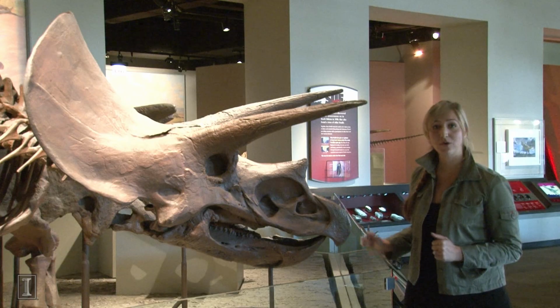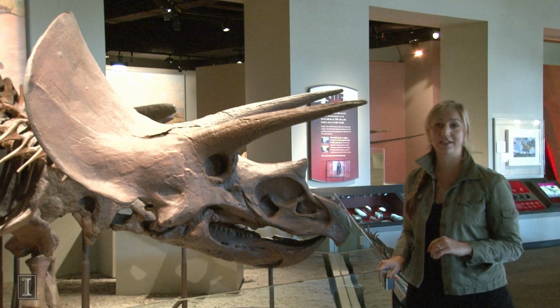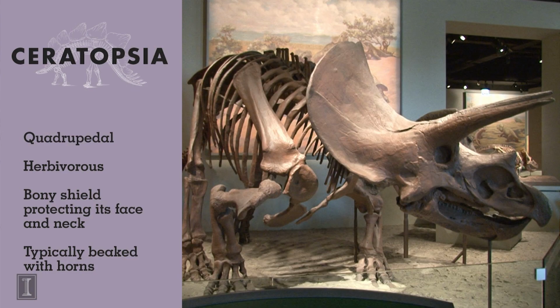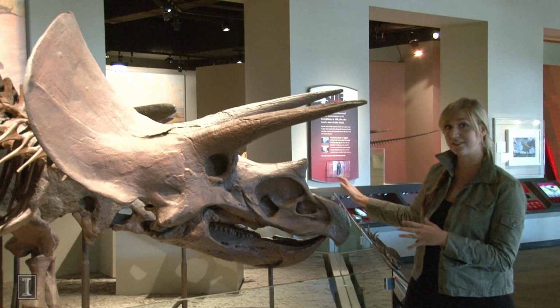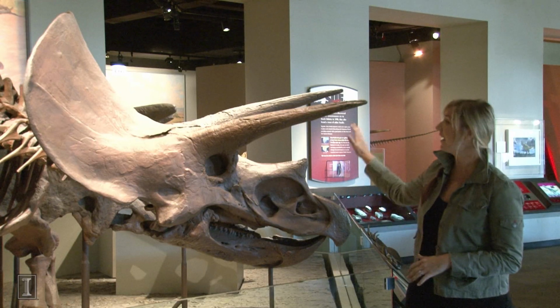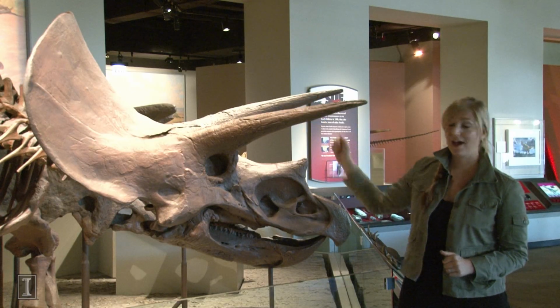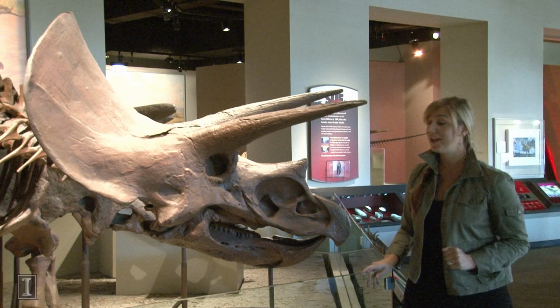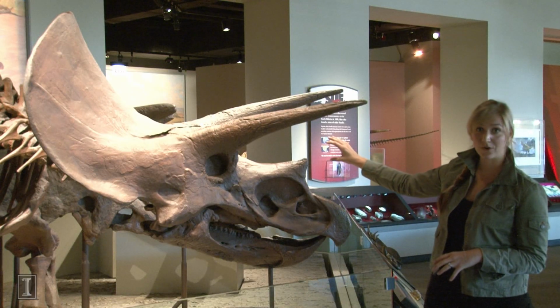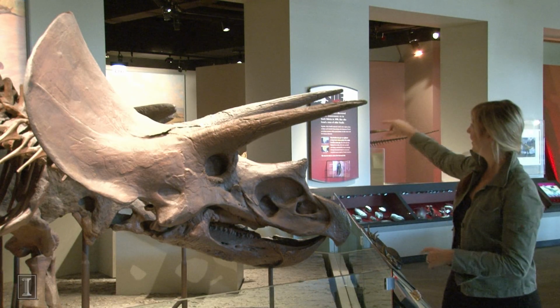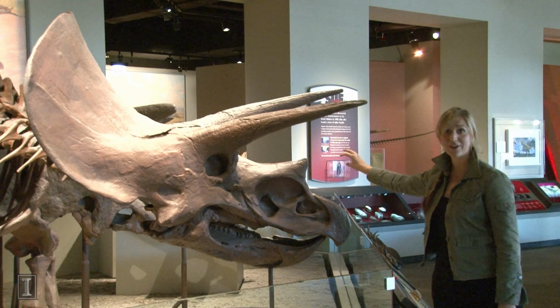So here we have a gorgeous example of the dinosaur group Ceratopsia. You'll notice that it's quadrupedal, it's herbivorous, which is great, not too scary here, and you can see the protective measures that this dinosaur has developed. It has a huge sweeping plate coming off the back of the skull, and you can see these 3 projecting horns coming off the front of the skull. 1, 2, and 3 here.